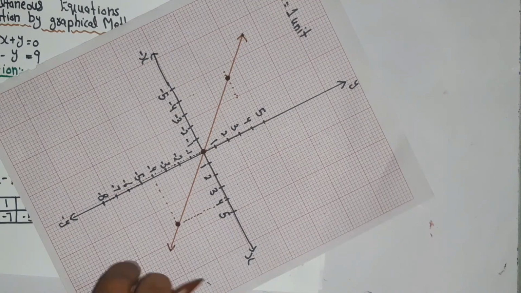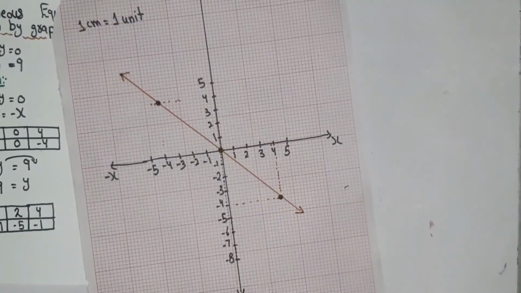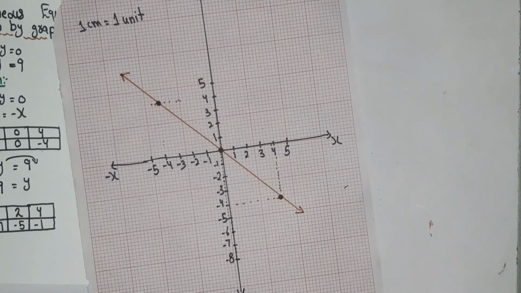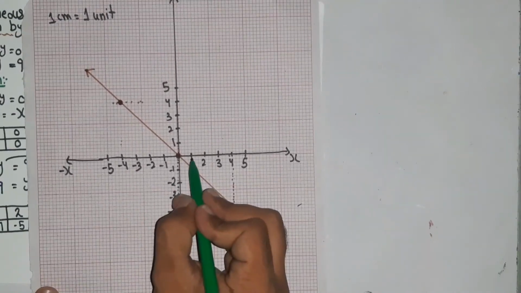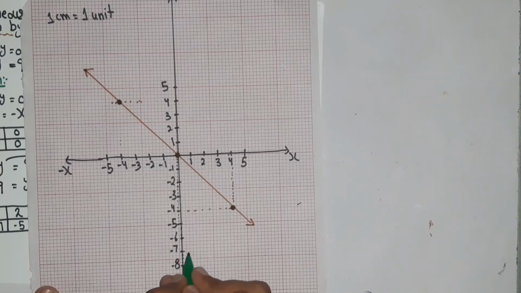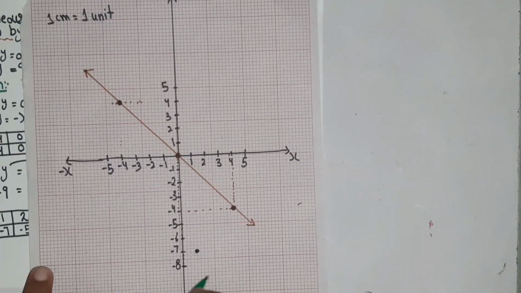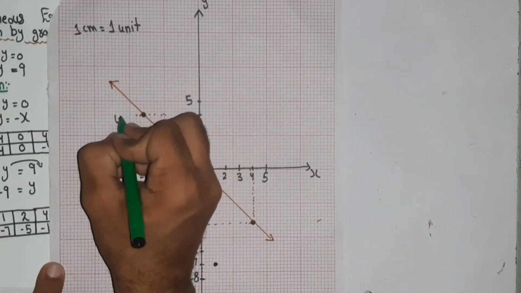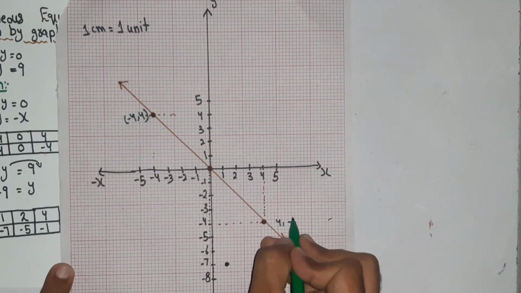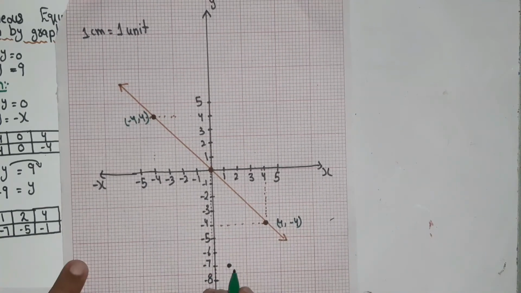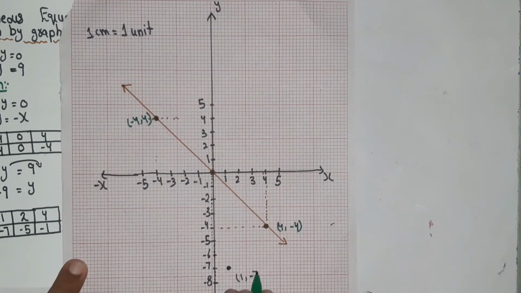Okay, so now we have to draw the coordinates of the second equation, that is 2x minus y equal 9. So if the value of x is 1, then the value of y is minus 7. This is the point 1, minus 7. I will suggest you write the coordinates here, minus 4, 4, and then 4, minus 4. The coordinates of this point is 1, minus 7.